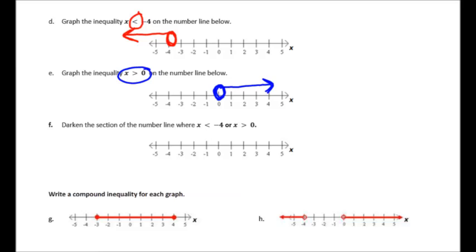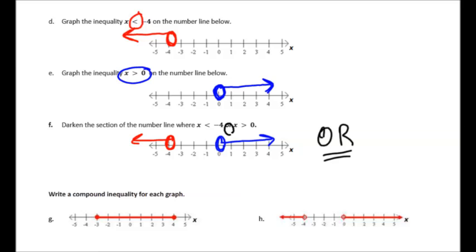We're going to darken the section of the number line where x is less than -4 or x is greater than 0. So we're going to take these two number lines and put them together. The first number line goes this way. Okay, those are all the numbers less than -4. The second number line is going in this direction, all the numbers greater than 0. So it looks a little bit different than the previous example because they're connected by this or statement, okay? One statement is true or the other one is true. They will not connect in the middle. They will go in opposite directions.